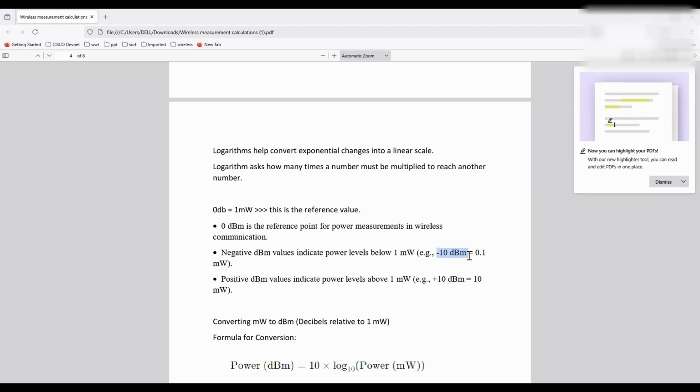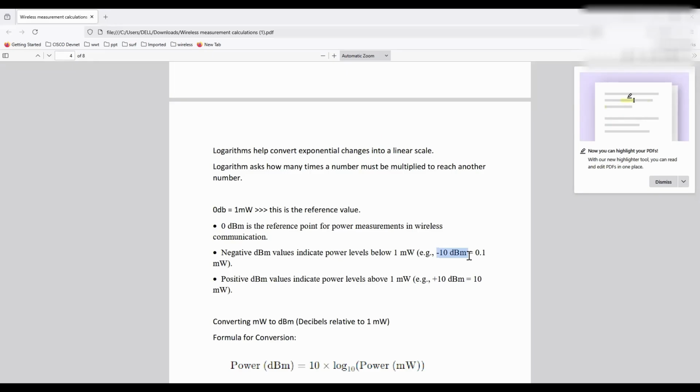So anything below 1 milliwatt goes into minus. Anything above 1 milliwatt goes above, plus. So with this, what we can understand is, if somebody is telling a value in minus dB, that means it is below 1 milliwatt. If anybody is telling a value in positive dB, like 10 dB, 50 dB, it comes above 1 milliwatt. Okay, that is one conclusion you can draw from this.